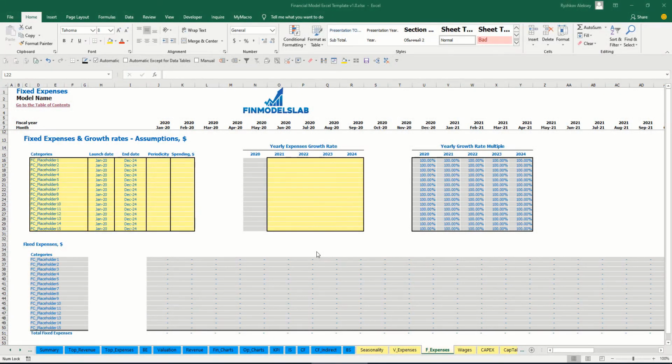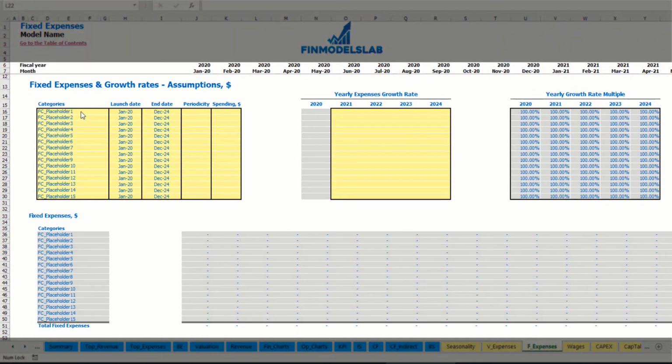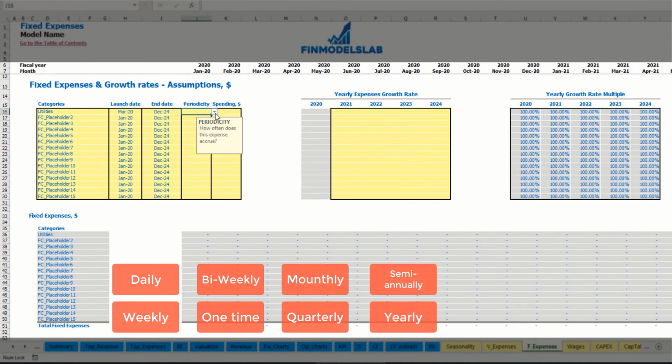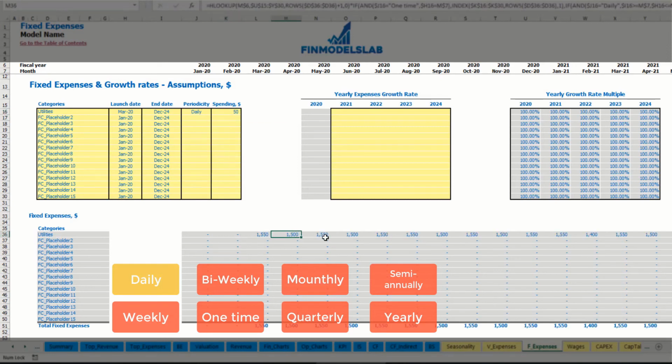On the Fixed Expenses tab, you may input up to 15 line items for your fixed expenses. Let me show you how it works. For example, you have utilities. You will start paying starting from March 20 till the end of the model, which is December 24. You may see it here. Let's pretend periodicity will be daily with an amount of $50 per day. So you may see these amounts in here.